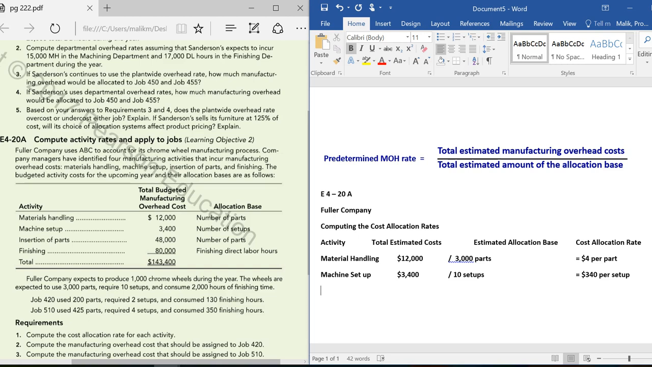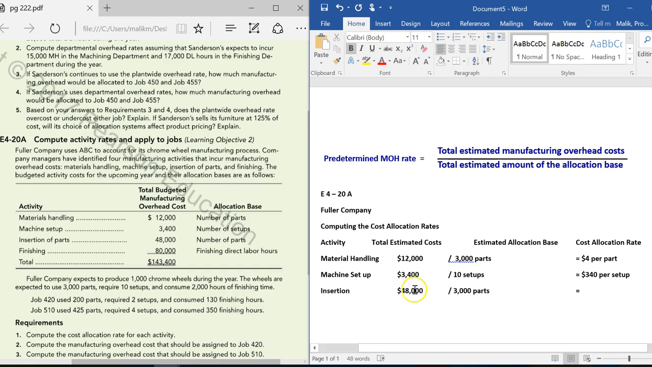Now our next activity is insertion of parts. So now insertion, let's call it insertion activity. So now we will check what is our estimated cost, and from this table we found that the insertion cost is $48,000, and the cost driver or allocation base is number of parts. We can use the same base for different activities because we used number of parts for material handling too. So we're gonna use the same base. So let's check what was our total estimated parts, which was 3,000 parts. So this is our total estimated cost for insertion, and we're gonna divide it by 3,000 parts, and this will give you your cost rate for insertion.